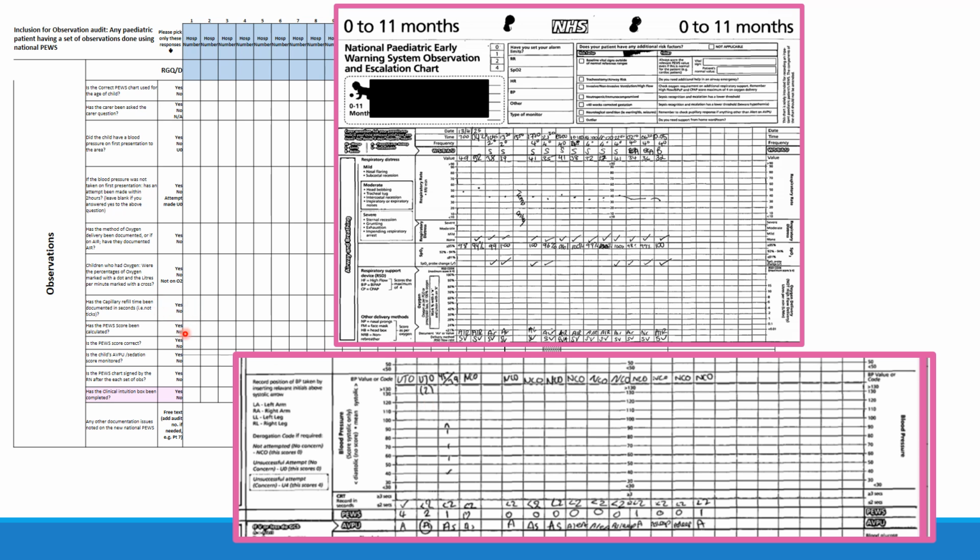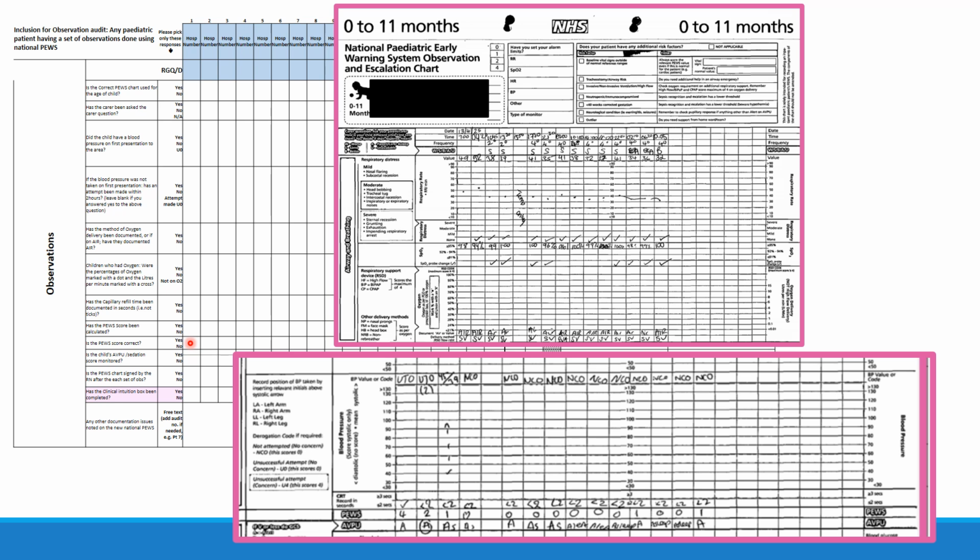Okay. Next one is about the PEWS score and whether it's been calculated up. So if I look at the PEWS score here, we have got a PEWS score that's been calculated for every set of observations. So I'm happy that that is also compliant. So I'm going to go to my audit form and I'm going to say yes, a PEWS score has been calculated. I then want to see, is the PEWS score correct?